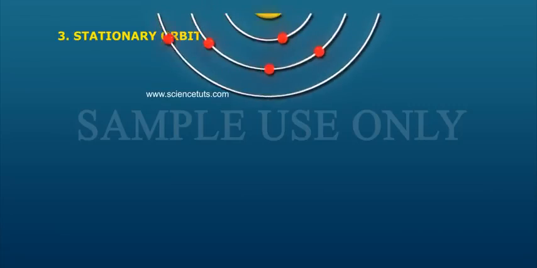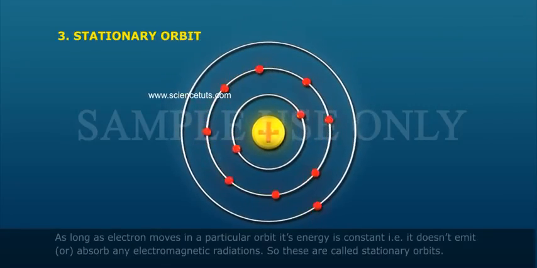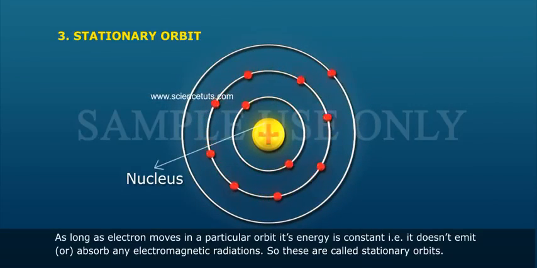3. Stationary orbit. As long as electron moves in a particular orbit, its energy is constant, that is, it does not emit or absorb any electromagnetic radiations. So, these are called stationary orbits.